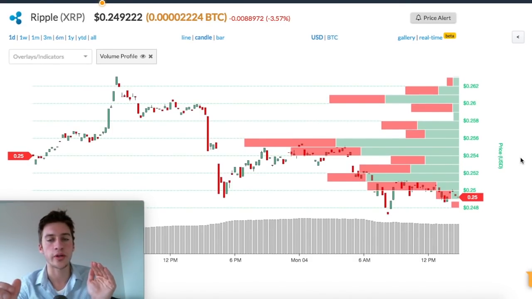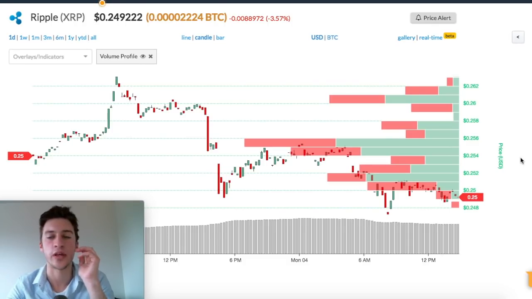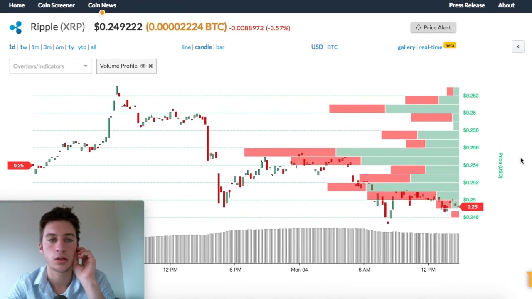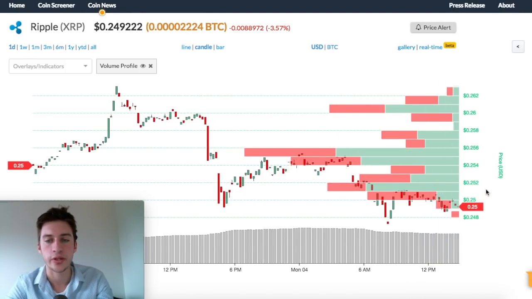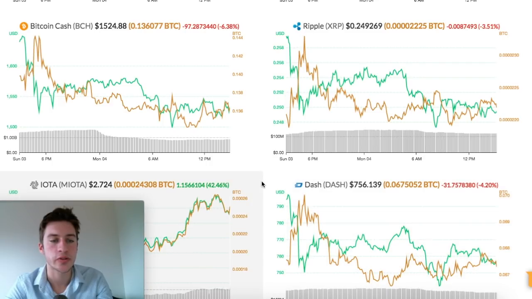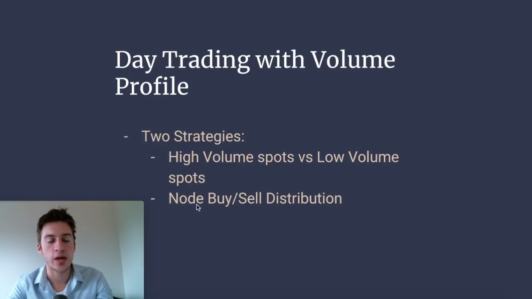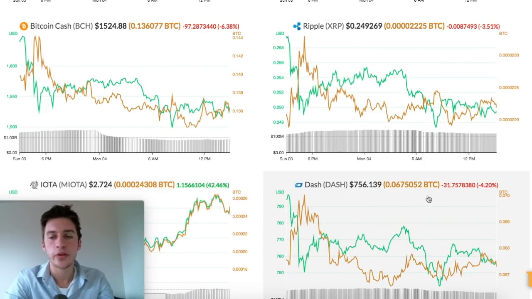And that's why we want to target levels, especially LVNs, and then we want to buy at those levels and then target an HVN because we know that price naturally gravitates towards HVNs. Okay, so that's a lot of theory, but also a great strategy that you can use just by looking at the high volume points and the low volume points. Let's get into our second strategy, which is the distribution within each node of the buying and selling.